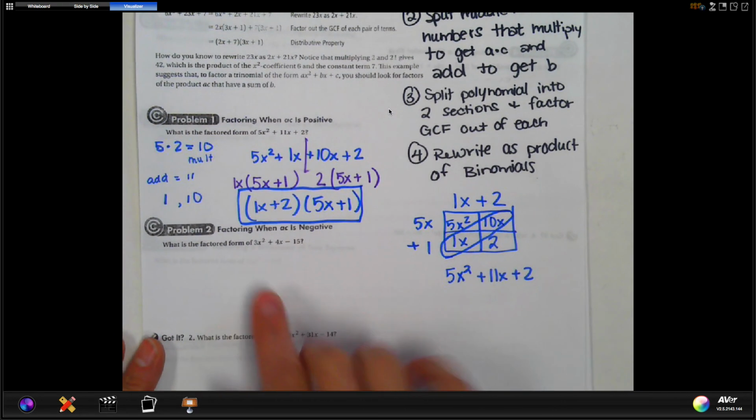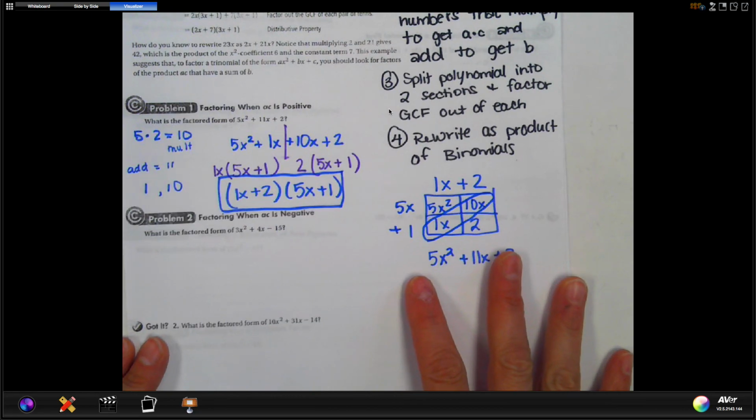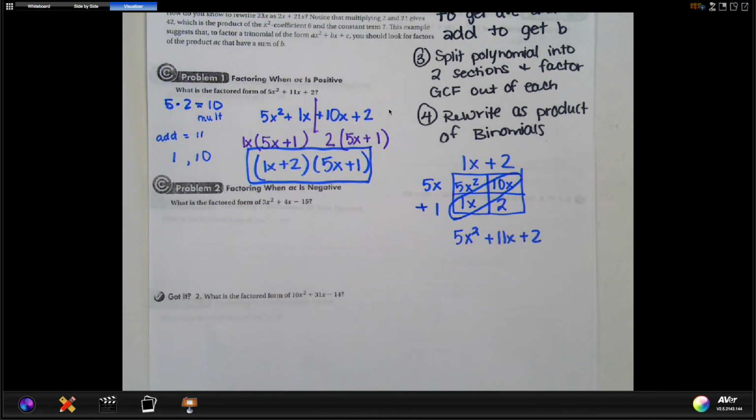So starting here, what is the factored form of 3x squared plus 4x minus 15? Okay, so step 1, factor out a GCF if possible. Is there a GCF? No. And so we're going to get to that a little bit later. This is just the beginning, okay? But there's not, so we're going to go to number 2. Split the middle term into numbers that multiply to get AC and add to get B.